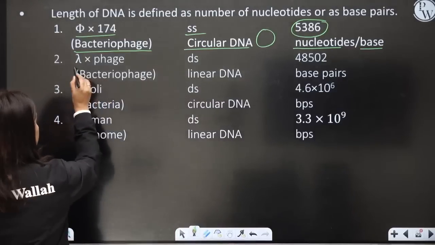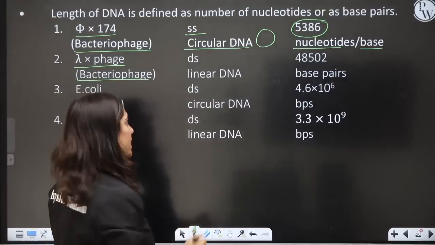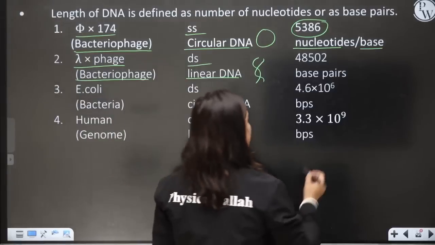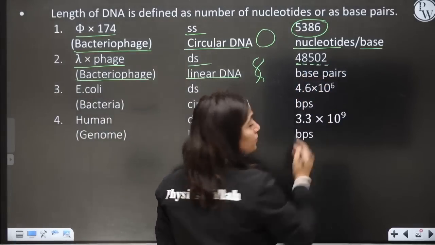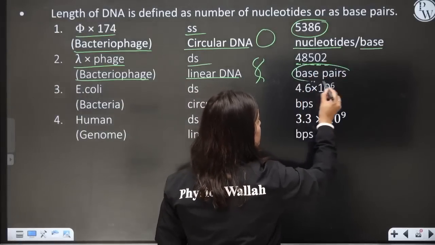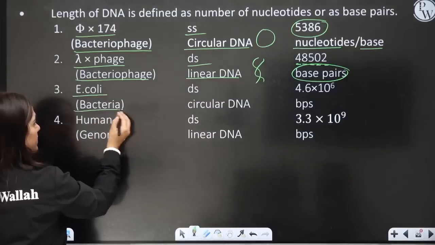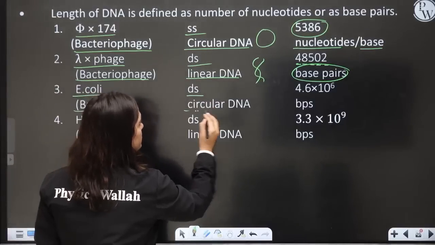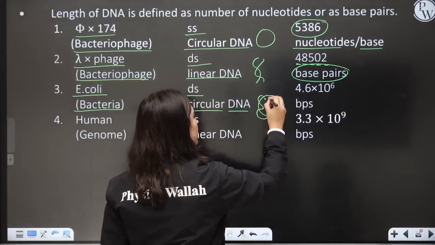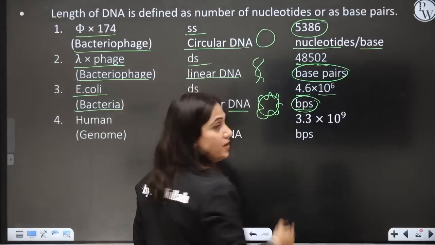Then the second organism given here is lambda phage. This is also a bacteriophage or virus which has double-stranded linear DNA. And it has 48502, learn with me, 48502 base pairs. Base pairs, not nucleotides or bases. Then E. coli. E. coli is a bacteria having double-stranded circular DNA. And it has 4.6 into 10 raised to the power 6 base pairs.